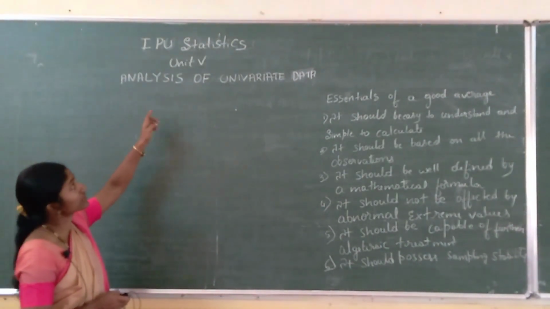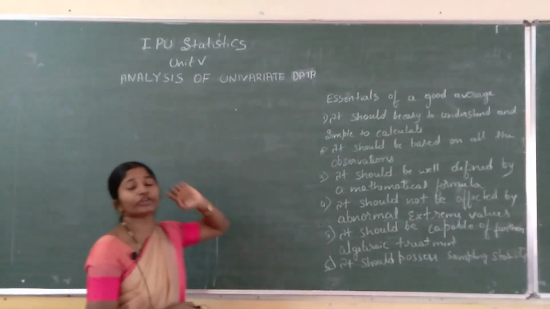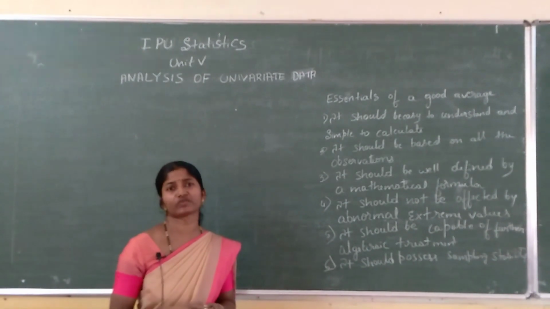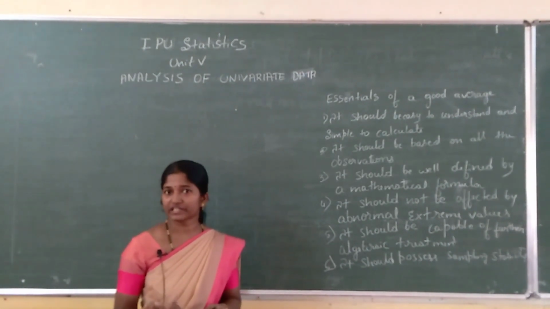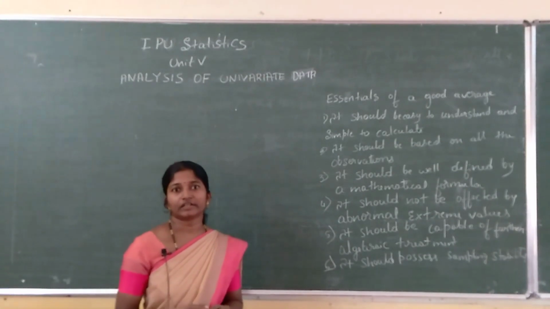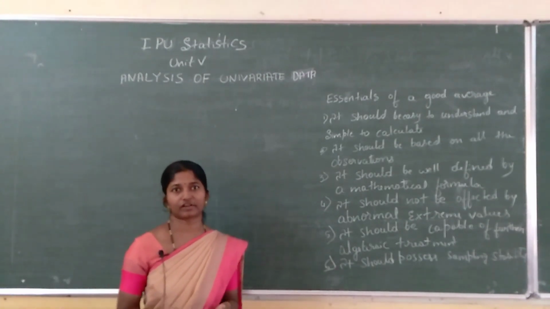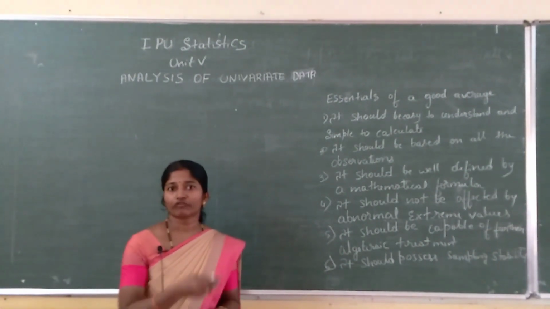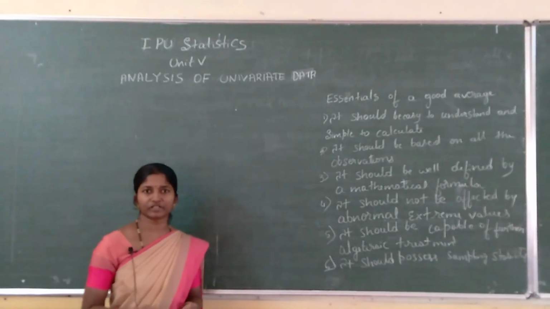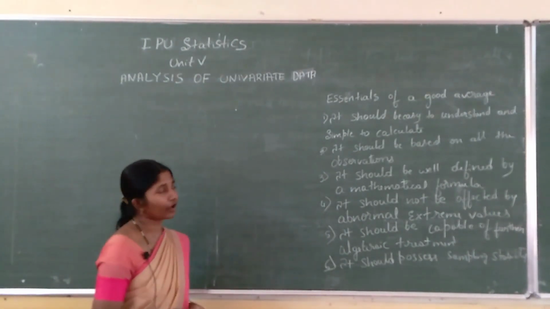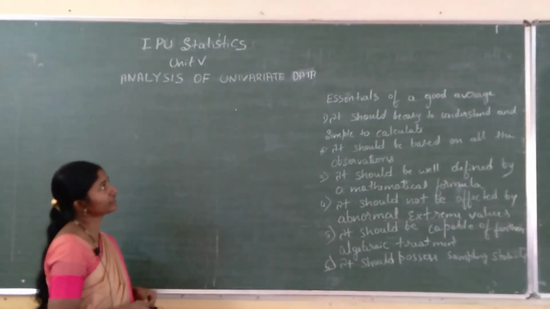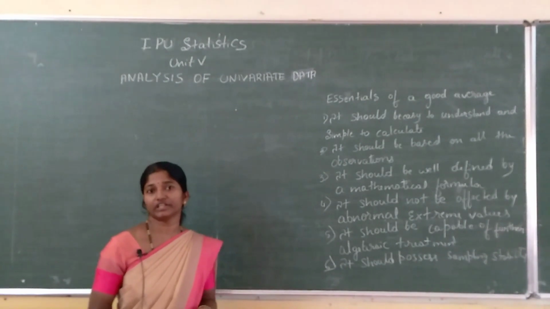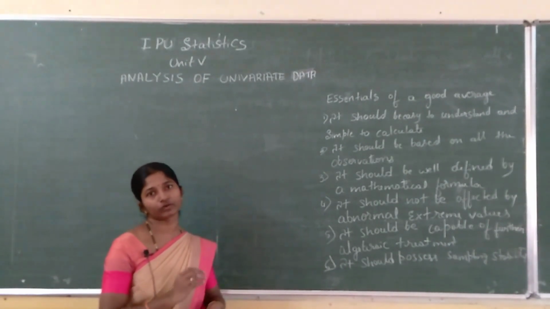We are doing statistics, that is unit 5, analysis of univariate data. In the last class you studied some basic concepts, that is introduction, classification, tabulation, etc. There you studied tabulation and classification for the survey, that means how to prepare the data. Now we are studying for the comparison purpose. For the comparison purpose what do we need? We need a single value. That one we are going to study.